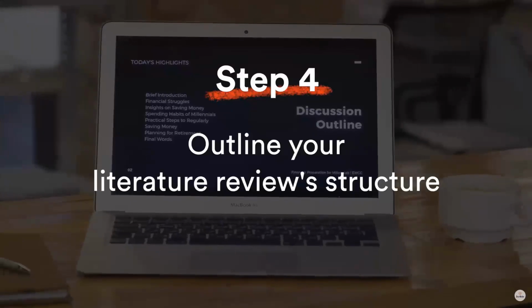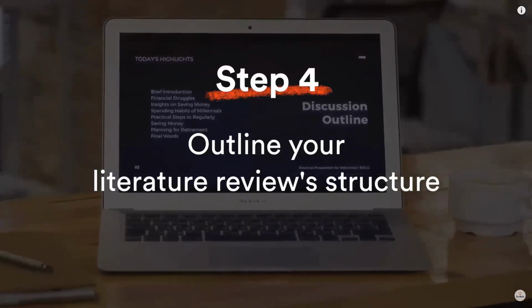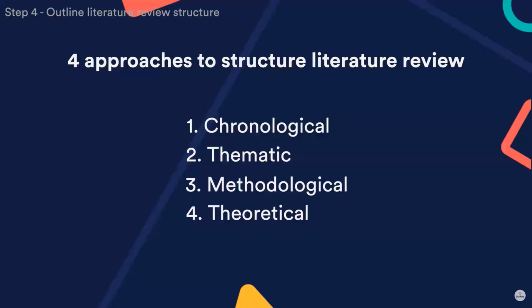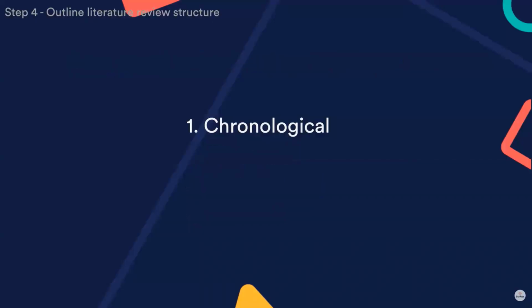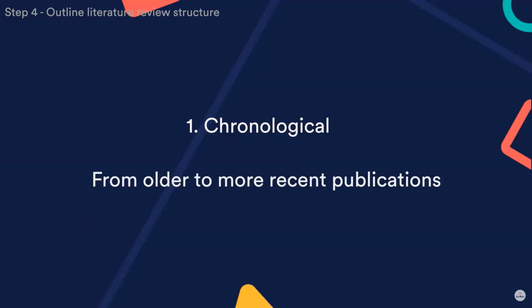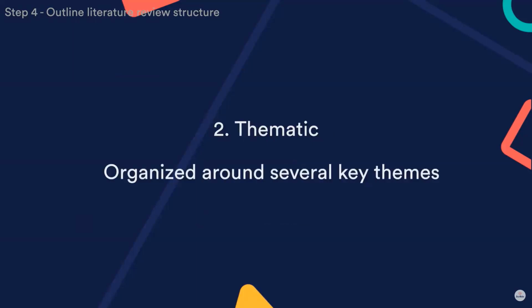Step 4. Outline your literature review structure. You can go about your literature review structure in a few ways. It all depends on what you found in the literature and what you want to emphasize. Here are 4 common approaches to structure the literature review. Chronological, that means from older to more recent publications. Thematic, so organized around several key themes.